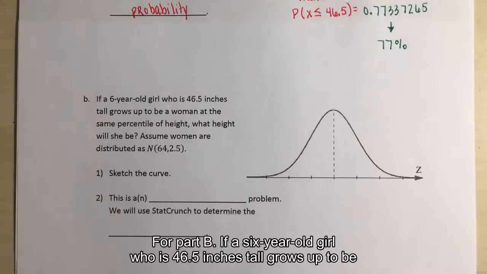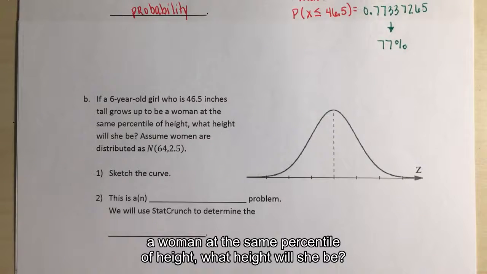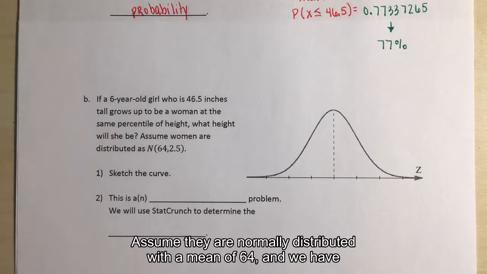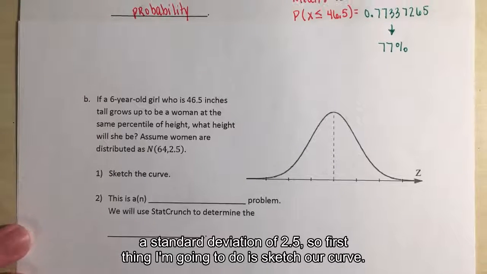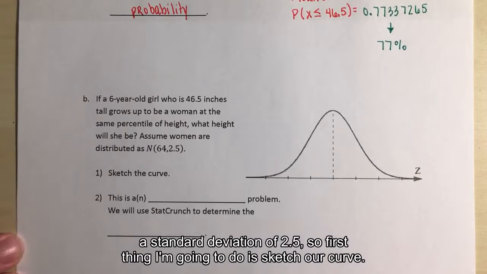All right, so for part B, if a 6-year-old girl who is 46.5 inches tall grows up to be a woman at the same percentile of height, what height will she be? Assume they are normally distributed with a mean of 64 and a standard deviation of 2.5. So first thing I'm going to do is sketch our curve.